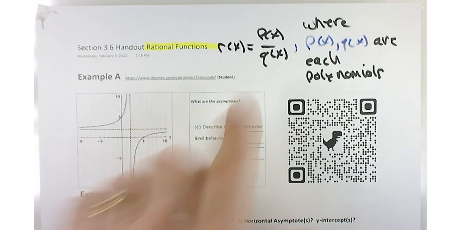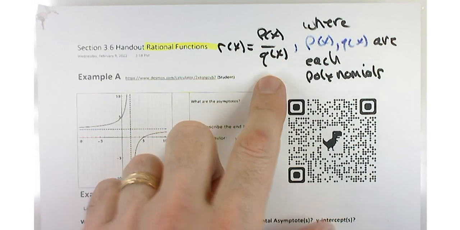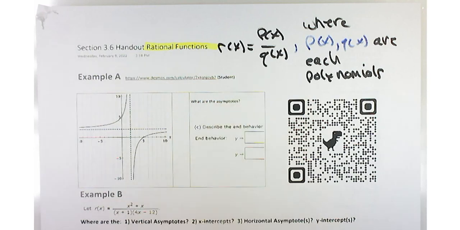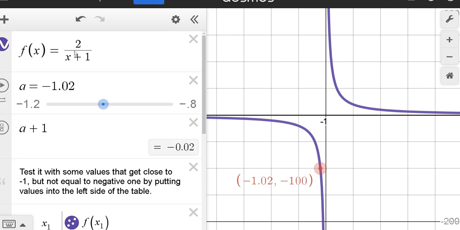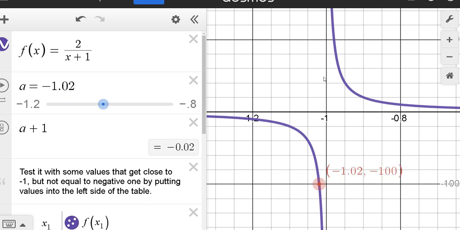Rational functions have this form, p of x over q of x, where p and q are each polynomial functions. And in looking at an example of one of these things, say 2 over x plus 1, you see that the graph has this strange behavior near x equal negative 1. Can anyone tell me anything special about x equal negative 1? What do you maybe notice about the form of this equation that says x equals negative 1 is going to be worthy of interest? Brandon?